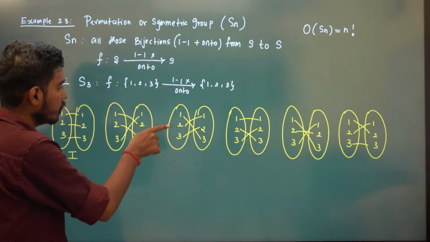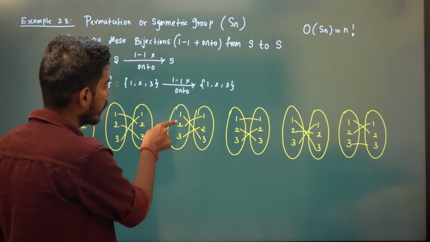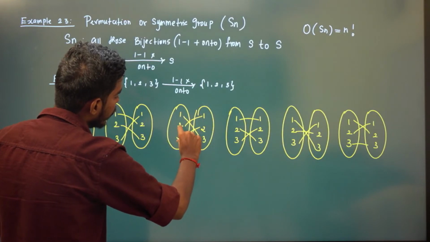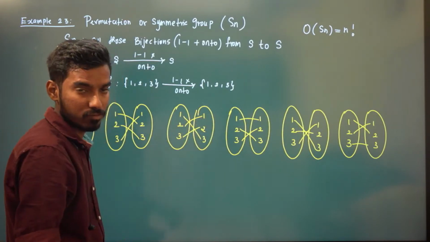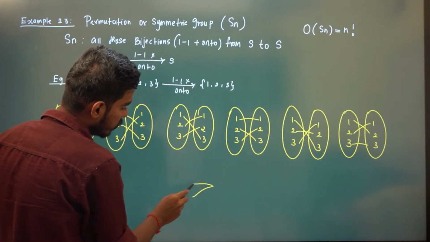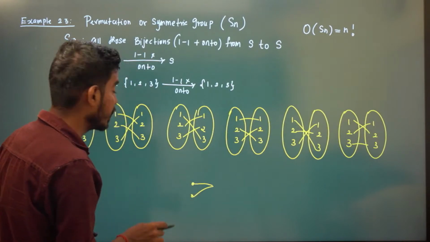And for one-to-one, each element has to have a unique image, right? Two elements should not go to a single image.